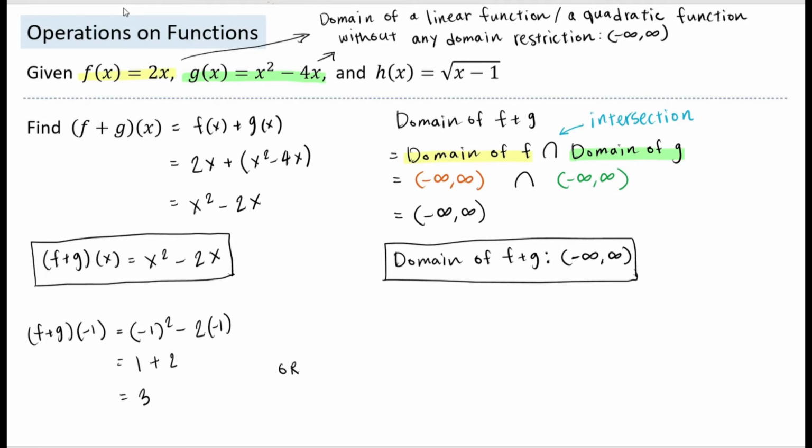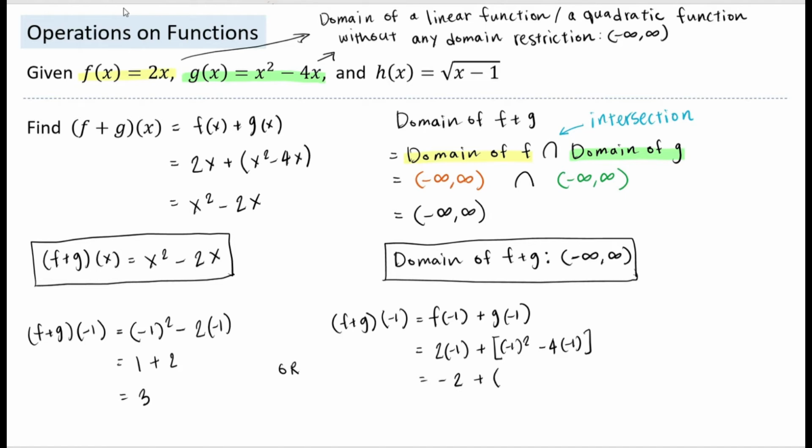Or using the original functions f and g, f plus g of negative 1 is equal to f of negative 1 plus g of negative 1. We get 2 times negative 1 plus negative 1 squared minus 4 times negative 1, which is negative 2 plus 1 plus 4, which is negative 2 plus 5, so we get 3.